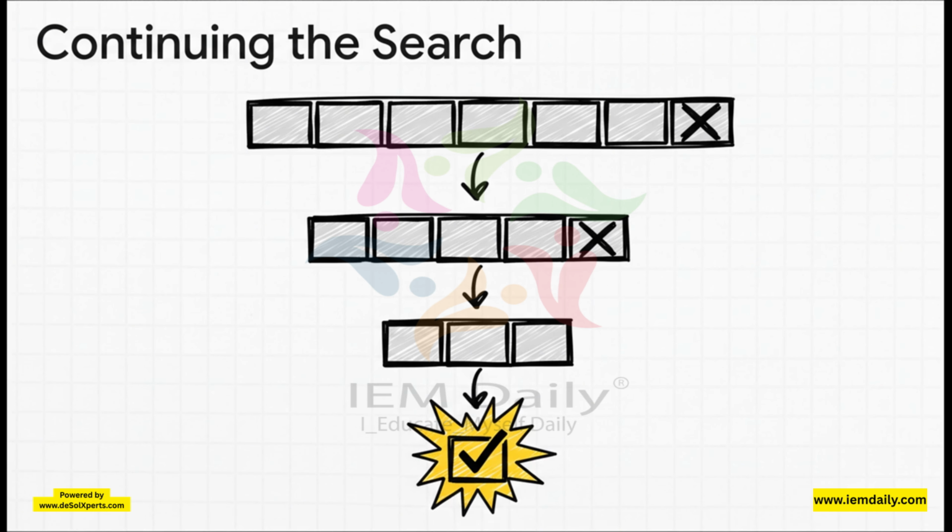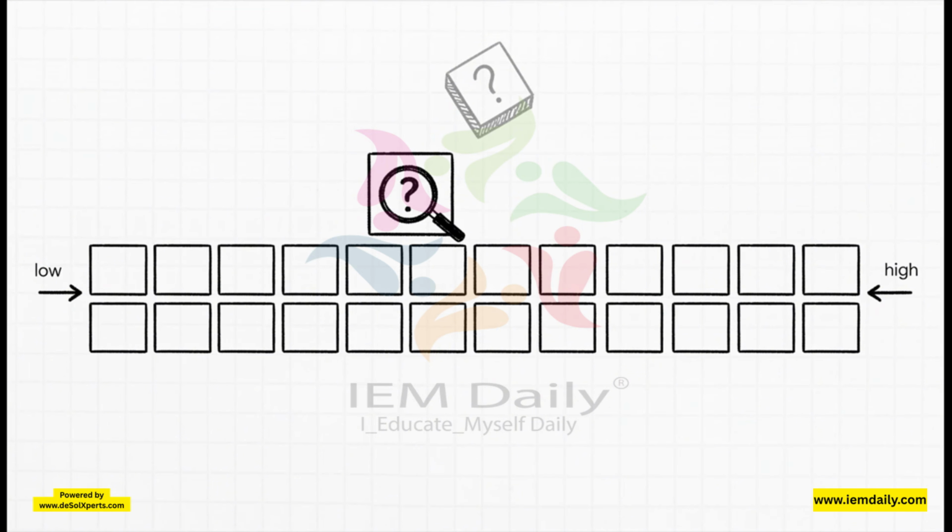The next middle is 47, still too high, so we get rid of that right half too. And on our fourth check, the middle element is 42, and bam, there it is. We found it, a list of 15 items, and it only took us 4 guesses. Okay, that's great when the number is actually there.